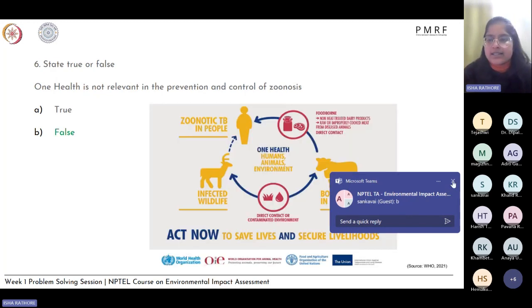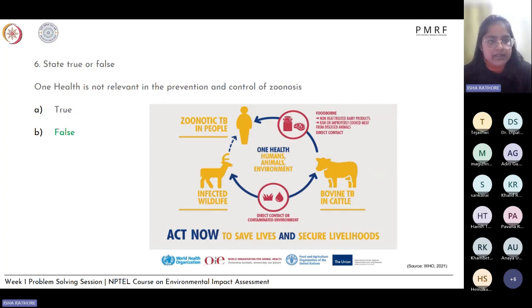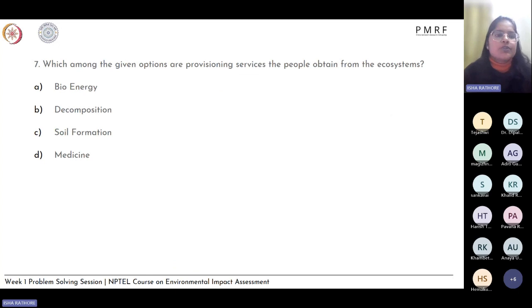So One Health looks at humans, animals, and environment together. It also deals with the prevention and control of zoonosis, and so it deals with all three. That is humans, animals, and environment. So B is the correct answer. That is false. Okay, so moving on to the next question. Which among the given options are provisioning services that people obtain from ecosystems? So we looked at different kinds of services which people obtain from ecosystems. So provisioning services: A, bioenergy, B, decomposition, C, soil formation, and D, medicine.